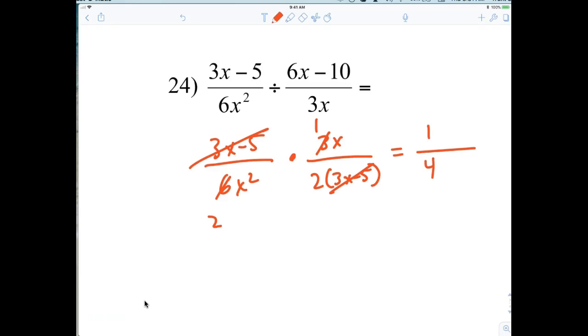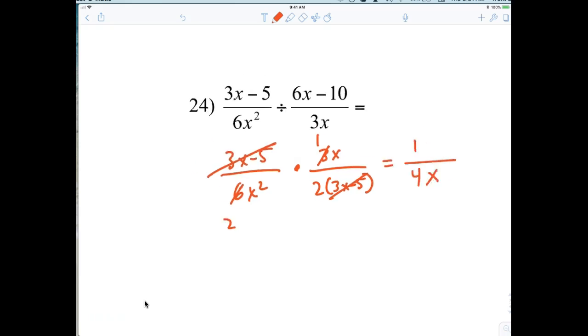Well, why can't it just be 2? Because 3x goes into 6x twice. No. Things bounded by addition and subtraction can't reduce. 3x minus 5 and the 6x squared cannot reduce. Watch. You mean things bounded by addition and subtraction cannot be reduced.